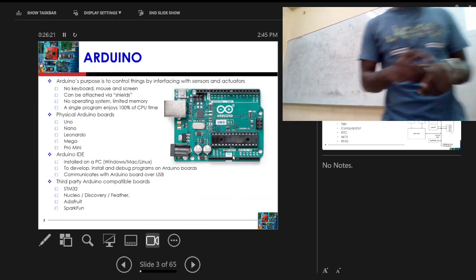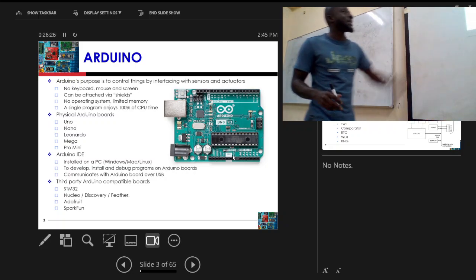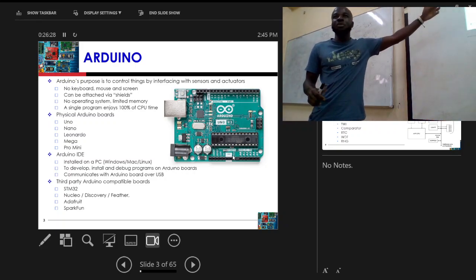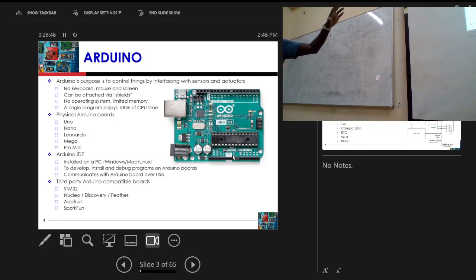Now we know that. I have already emphasized that everybody knows what this board is, the Arduino Uno. Am I right? Everybody knows it. Everybody has seen it before, even if you have never used it. But all the Arduinos have the same architecture. You must know that the internal architecture of the Arduino boards is all the same.